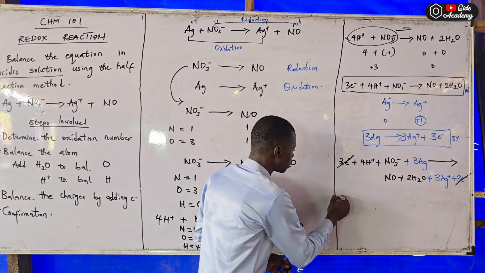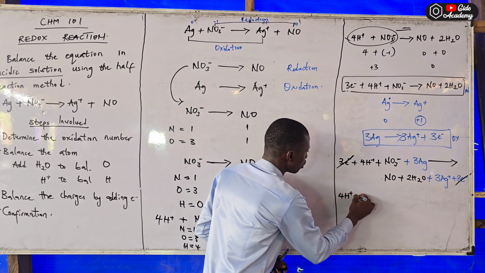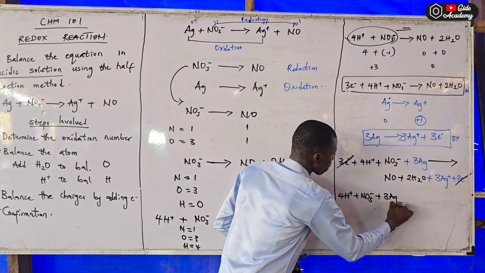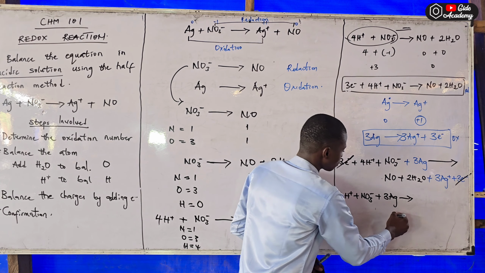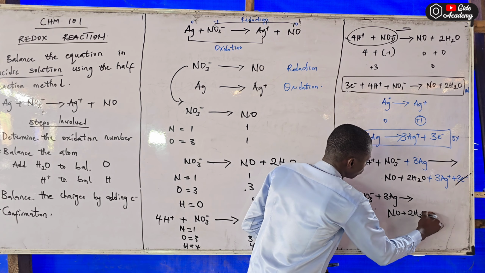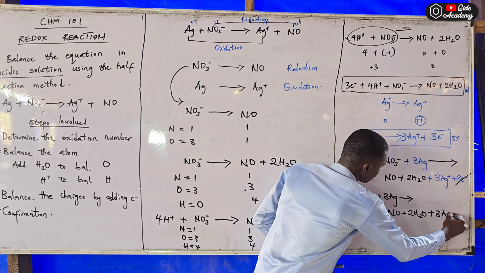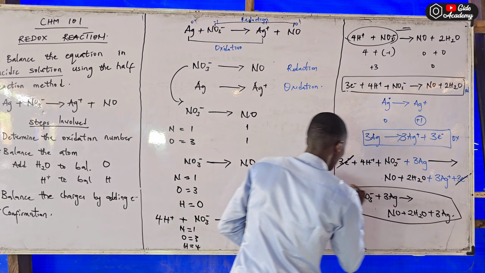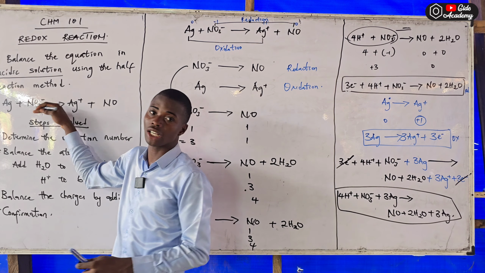So what are we left with? 4H+ plus NO3- plus 3 Ag to give us NO plus 2H2O plus 3 Ag+. So this is the balanced chemical reaction for this reaction here.